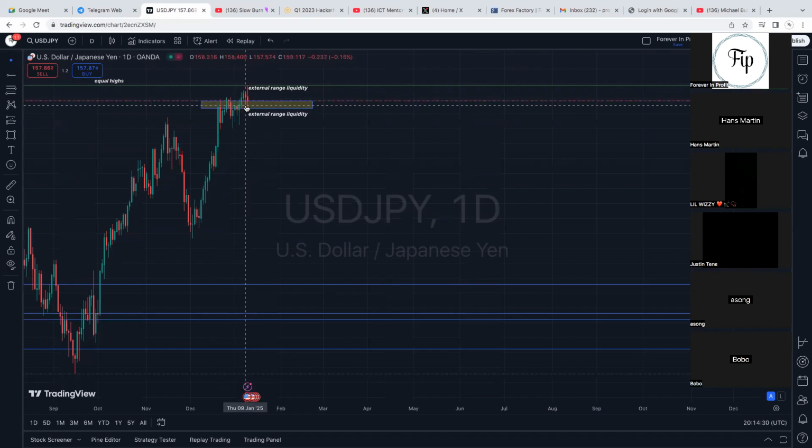Which means this market did a zigzag movement in this area to take out both buy side and sell side liquidity residing in the previous range, which formed external range liquidity on both sides. So the market reached out for those buy and sell side liquidity. You can also call external range liquidity the buy side and sell side liquidity. So the market did a zigzag movement and took out both buyers and sellers in the market.